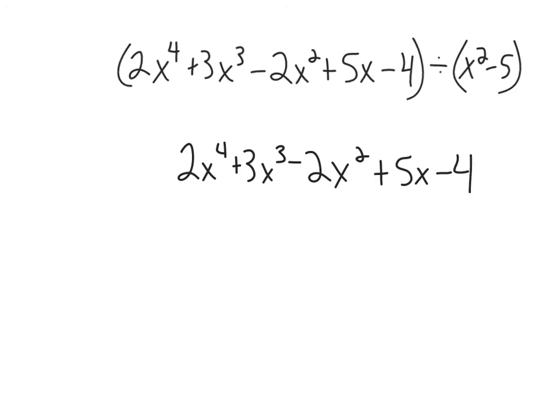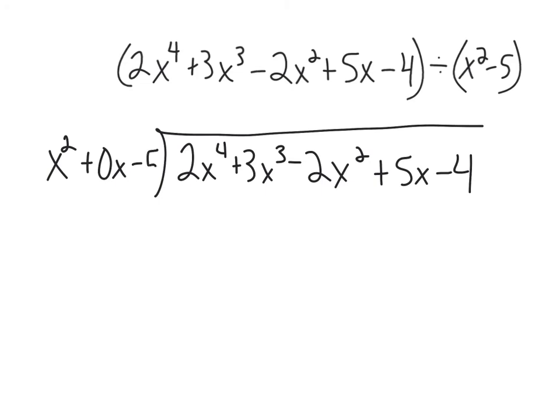And so if we go to work this out, just like we did kind of a placeholder for what's being divided, it would probably also be good to do a placeholder for the number we're dividing by. So I'm just going to write that as x squared. We're dividing by x squared plus 0x minus 5. Once we get that set up, it's going to start out looking exactly the same. We're going to think about x squared times what to get 2x to the 4th. So that would be 2x squared.